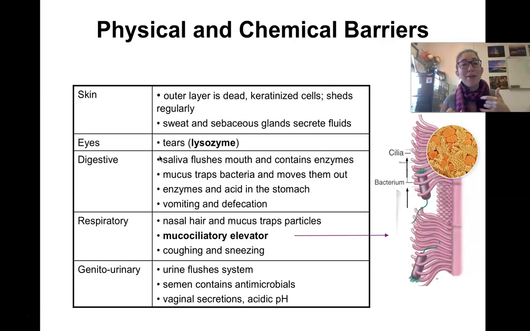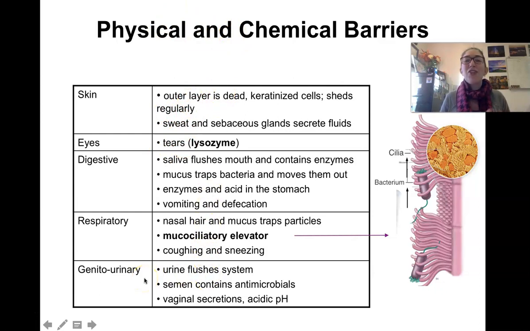Every time you swallow, you're swallowing some saliva, but also some respiratory mucus that's been coming up from that mucociliary elevator. And then you swallow it into the stomach where it gets digested in the gastric juice.